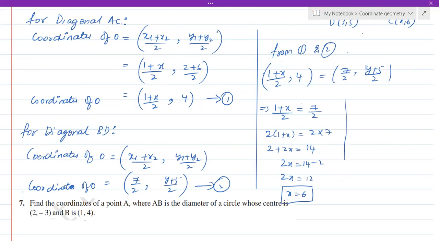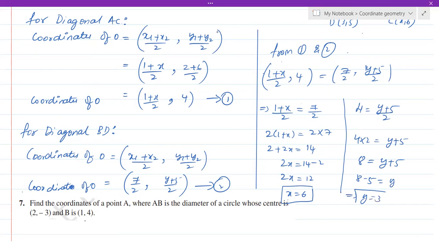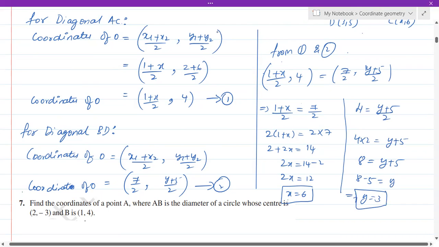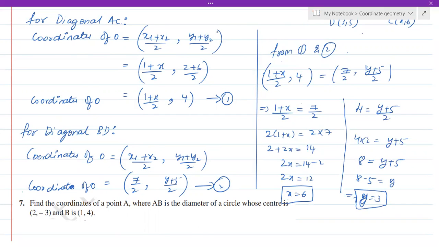Similarly, let's find the value of y. For that, we will equate the second part with second. 4 is equal to y plus 5 divided by 2. Cross multiply. 4 into 2 is equal to y plus 5. 4 2s are 8 equals y plus 5. Send 5 to the other side. 8 minus 5 is equal to y, which implies y is equal to 3. Therefore, the value of x is 6 and the value of y is 3.